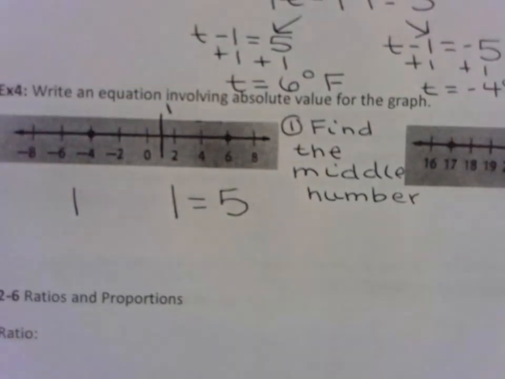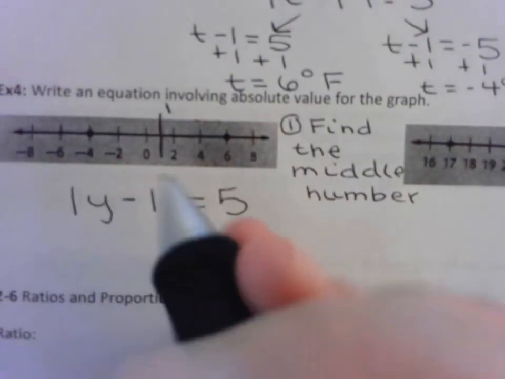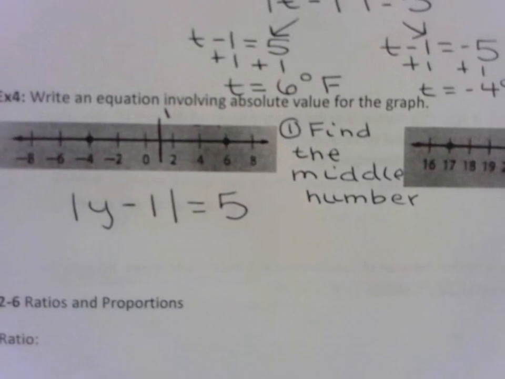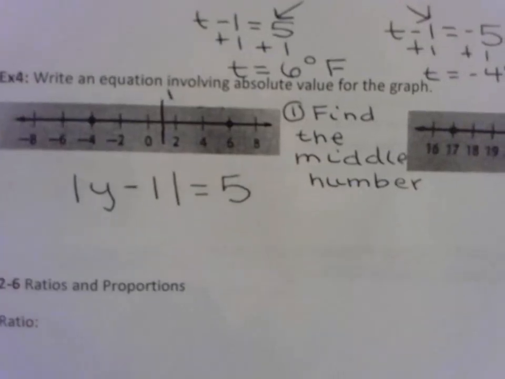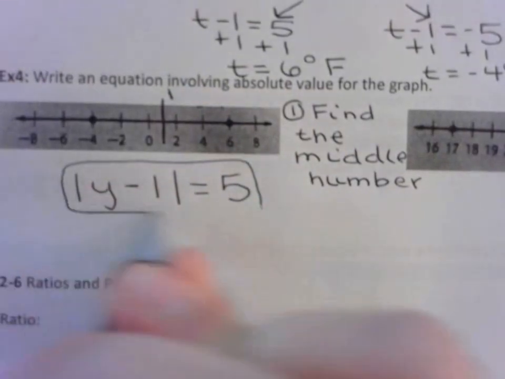Now, whatever your middle number is goes in here, and it's always the opposite. So if +1 is my middle number, then you put y minus 1. So find the distance first. That's what the absolute value is equal to. And then whatever your middle number is, the opposite goes in there. And write an equation involving absolute value. That's it. I already did it.